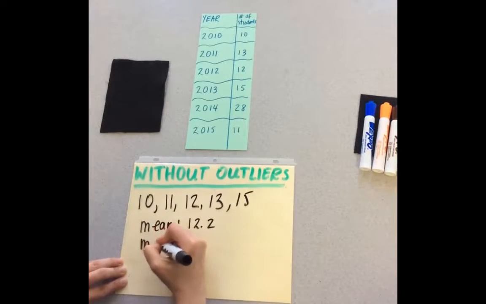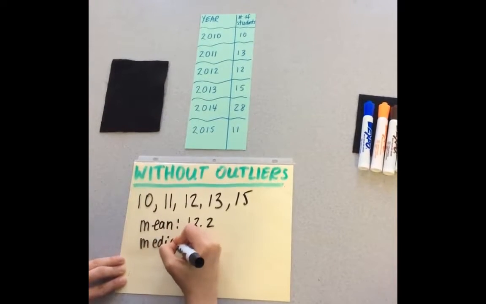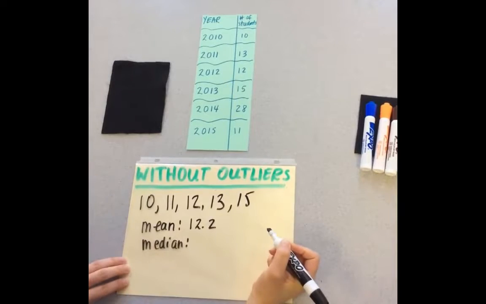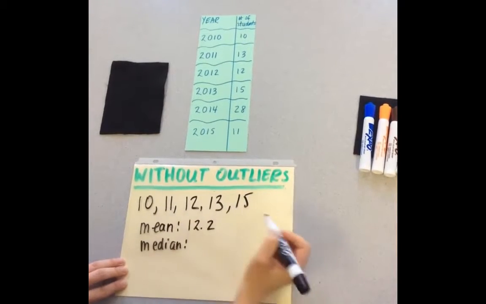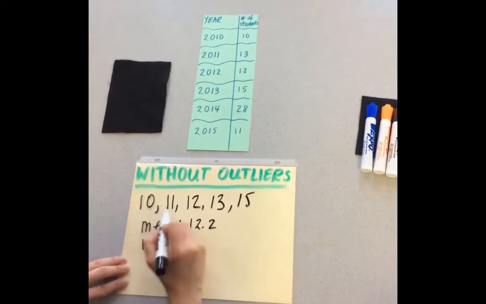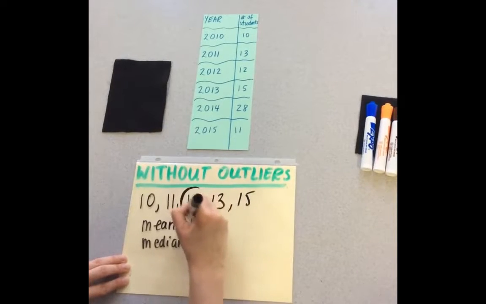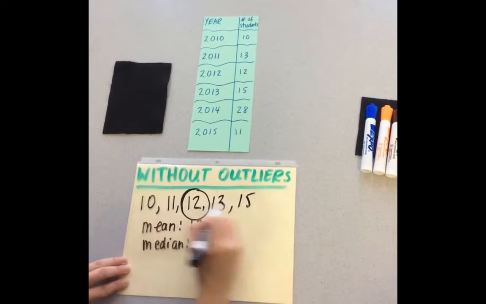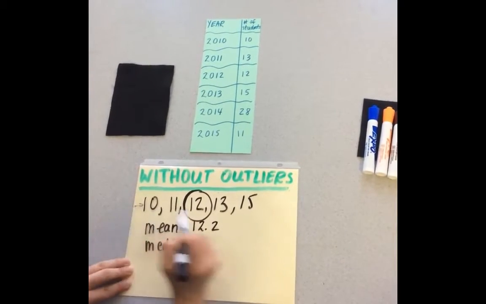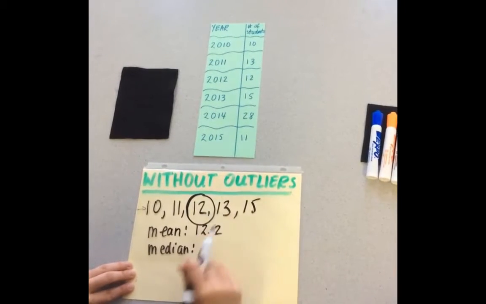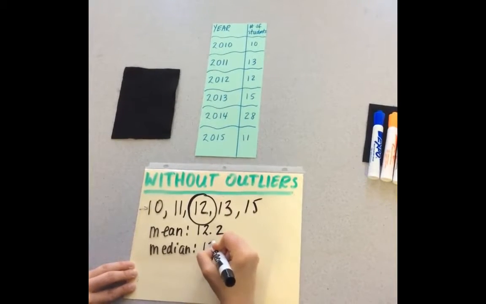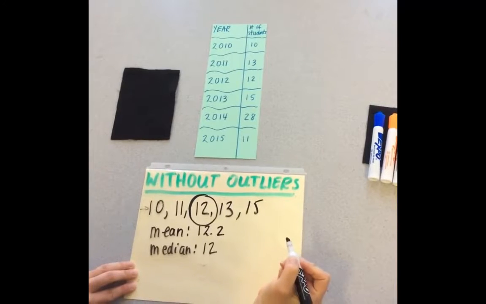Next, I want to find the median. Remember, the median is our middle number. Kind of easy to find in this data set since there's an odd amount of numbers. Our middle number is a number exactly in the middle, and since our numbers are in numerical order, that makes sense. So in this case, our median is 12.